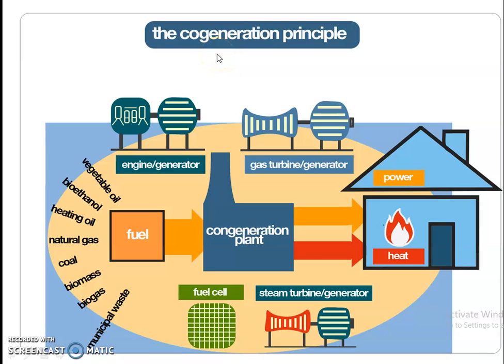This diagram shows the cogeneration principle. As I said previously, from the case study and the cogeneration principles, various engines coupled with a dynamometer, a gas turbine coupled with a dynamometer, fuel cells and steam boilers are used to produce useful applications.